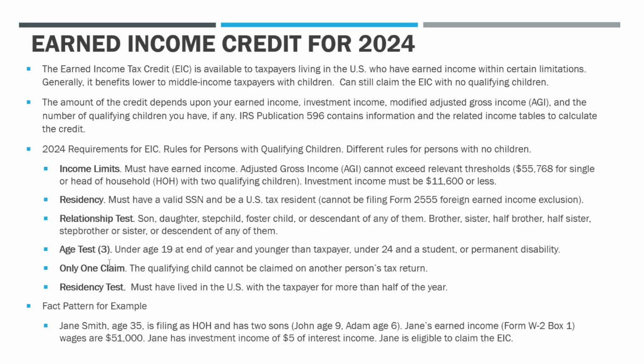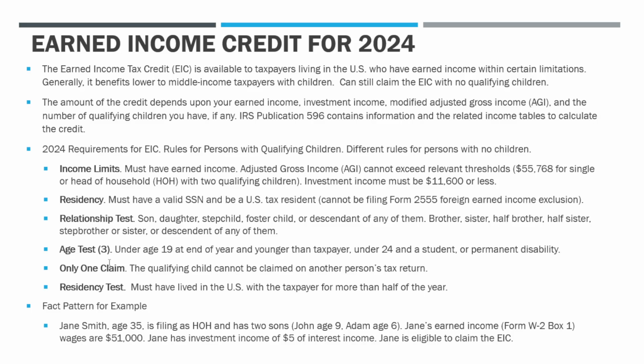The age test here, so there are 3 tests under this category. Generally, we're looking at the first one, right? The qualifying child has to be under 19 at the end of the year, and they need to be younger than the taxpayer that's filing the return to claim them. Or the second test is they can be under 24, so over 19 but under 24, and if they're a full-time student, if they're in college, they'll be eligible as a qualifying person, so you can claim them for the EIC. Or lastly, the age is irrelevant if the individual is permanently disabled.